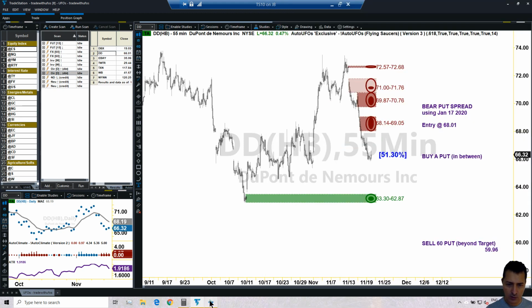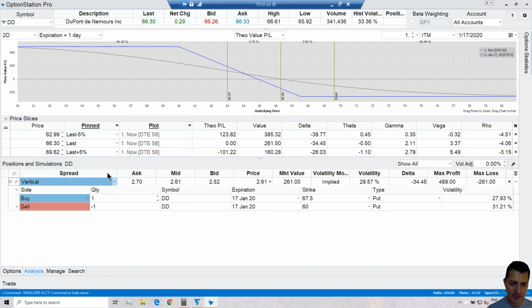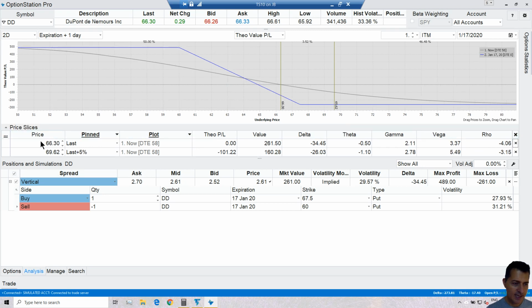Great. So, now, what else do we need to keep in mind? We need to keep in mind our target value, 59.86, and the entry, 68.01. Why? Because in the analysis tab, I'm going to input those two values so I can become more aware of what's going to happen to the Greeks of this position as I get to my entry and my target.